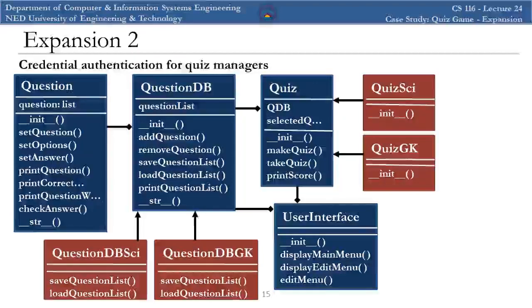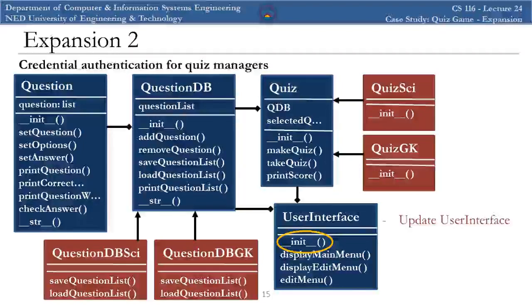Now, if I want to add credentials, I don't need to make changes in any of those base classes like question or question DB or quiz. Even the red ones, quiz science, quiz GK, question DB GK, question DB science, because this can be taken care of in the user interface, because user interface is setting up everything for that quiz manager. So before setting up everything for that quiz manager, a user interface can ask for a username and password. So this is the place where we need to make changes.